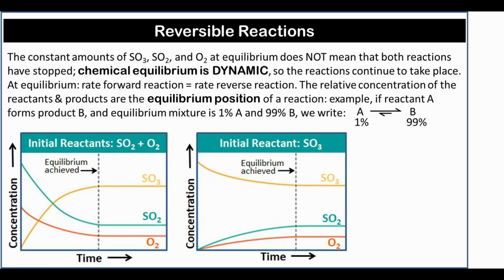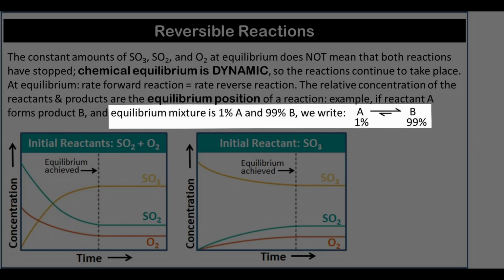The constant amounts of sulfur trioxide, sulfur dioxide, and oxygen at equilibrium do not mean that both reactions have stopped. Chemical equilibrium is dynamic, so the reactions continue to take place. At equilibrium, the rate of the forward reaction is equal to the rate of the reverse reaction. At equilibrium, the relative concentration of the reactants and products is the equilibrium position of a reaction. For example, if reactant A forms product B, and the equilibrium mixture is 1% reactant A and 99% product B, we write it in this way.